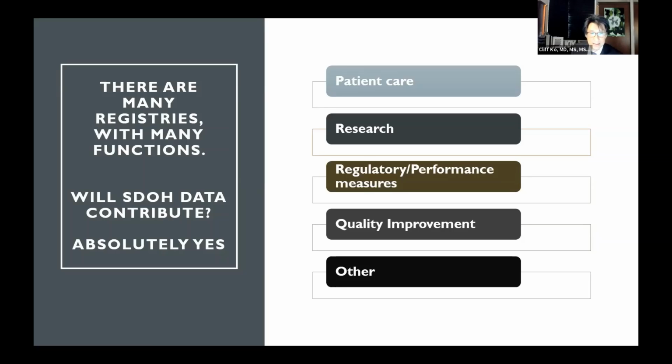And the question again is, will social determinants of health data contribute? And I think that a lot of registries that I see when I look at their variable list do not have enough of the social determinants data. And so will it contribute having this data put in? Absolutely, yes. Next slide, please.